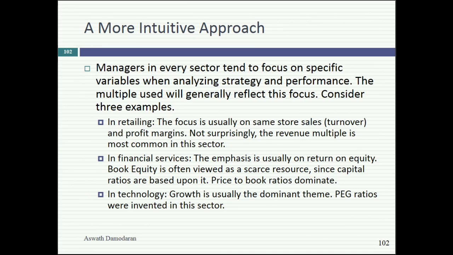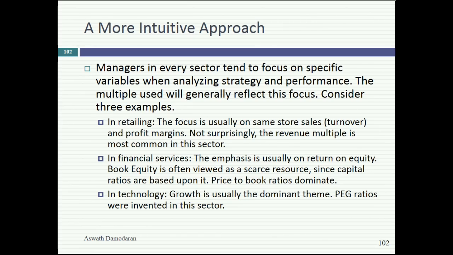If you're in a business where margins are the dominant variable, the multiple that makes the most sense is the multiple that's driven primarily by margins, which is revenue multiples. So if you're looking at retailers, revenue multiples will tend to be widely used simply because the focus on margins makes revenue multiples much more intuitive. If you go to financial service companies, banks, insurance companies, investment banks, there's a lot of talk of return on equity or how to increase return on equity. If you're focused on return on equity, the multiple that makes the most sense is a price to book ratio.